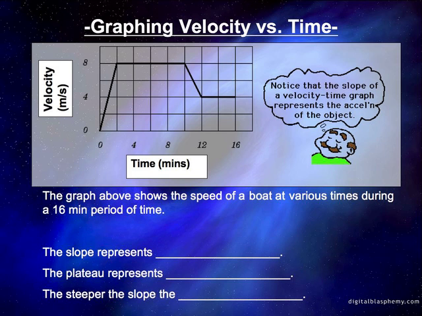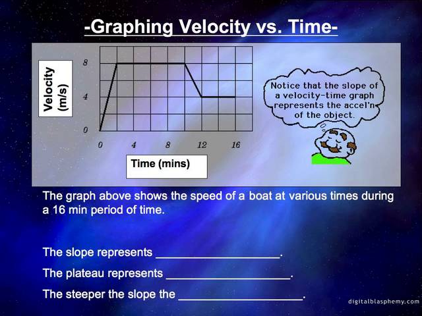If you look at this graph, time is here in minutes, the velocity is here in meters per second. So this is a boat traveling. What is happening in the first section? It's speeding up, accelerating. What's happening here? It's staying at the same speed. Constant speed.